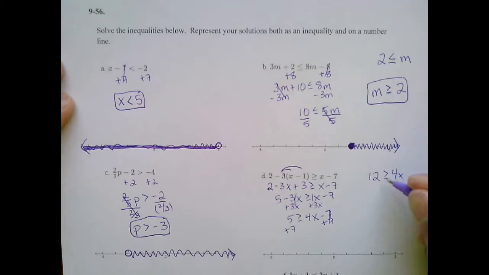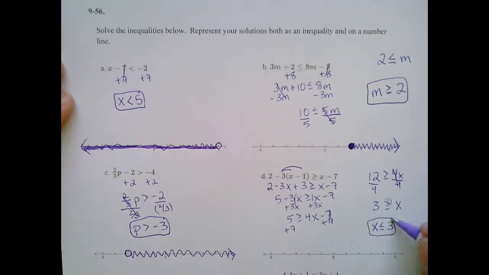I see 4 next to x, which is multiplication, so I'll use division to get rid of it. 12 divided by 4 is 3, greater than or equal to x. I didn't flip the sign because I divided by a positive, but again, I like having my variable on the left side. So here you would read 3 is greater than or equal to x, but what's exactly the same thing? If 3 is bigger than or equal to x, that means that x has to be less than or equal to 3. Again, look at the Pac-Man, right? The Pac-Man is facing the 3. So if I flip-flop the order, then Pac-Man is still facing the 3. So I like it like this, right?